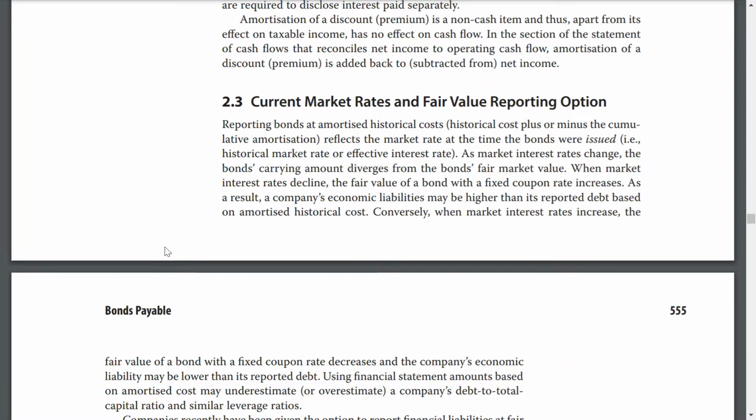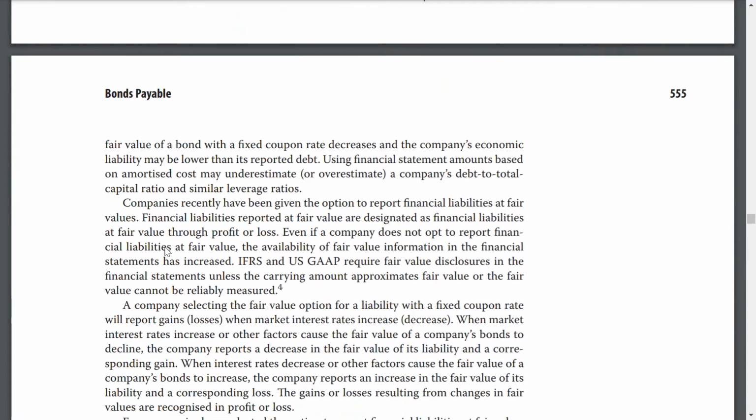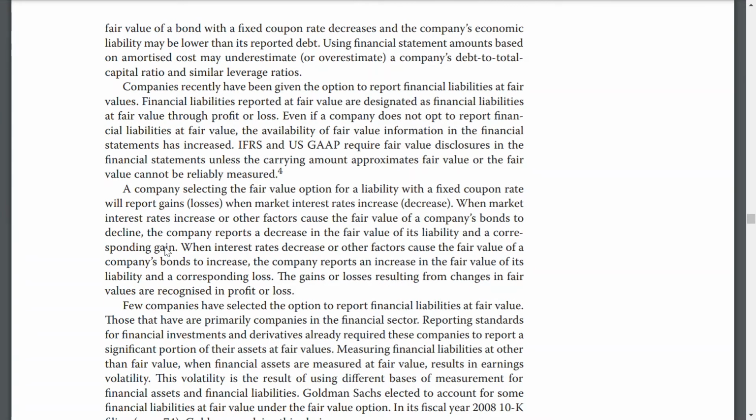Conversely, when market interest rates increase, the fair value of bonds with a fixed coupon rate decreases, and the company's economic liability may be lower than the reported debt. Using financial statement amounts based on amortized cost may undermine a company's debt to total capital ratio and similar leverage ratios. Companies recently have been given the option to report financial liabilities at fair value. Financial liabilities reported at fair value are designated as such.